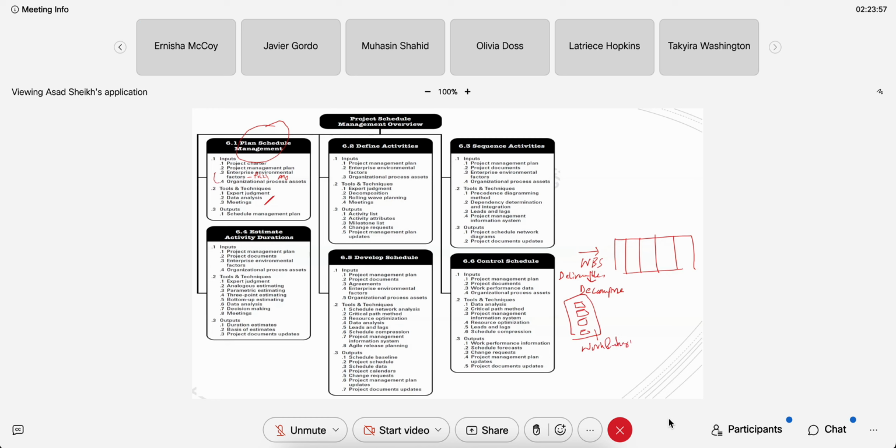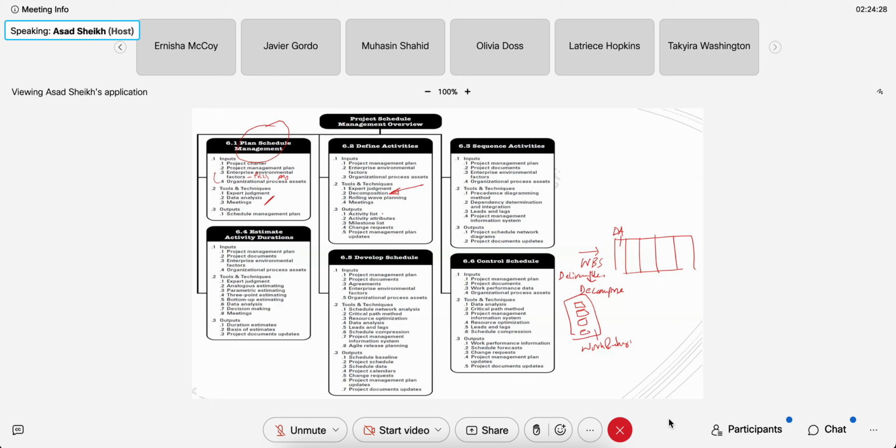Okay, so what it's saying to you as a first step, the very first step, this step here, is to define these activities. Define. So it's a define activities, DA. Define the activities. That's what this is. 6.2, define your activities. And how do you get it? Through decomposition. So decomposition is again showing up here. You decompose your WBS and get your activities.